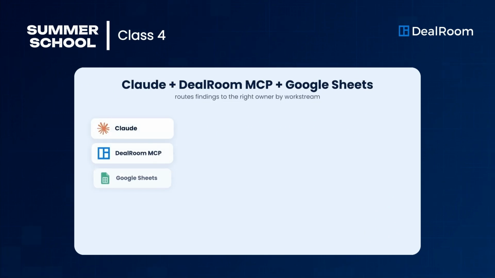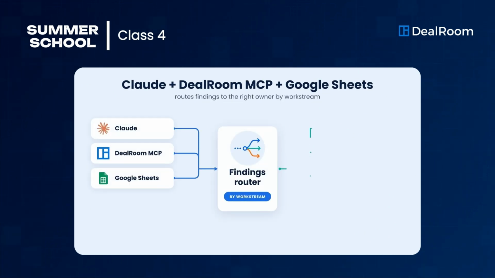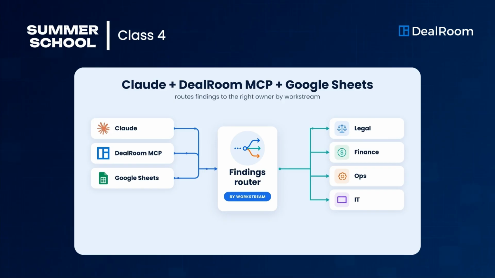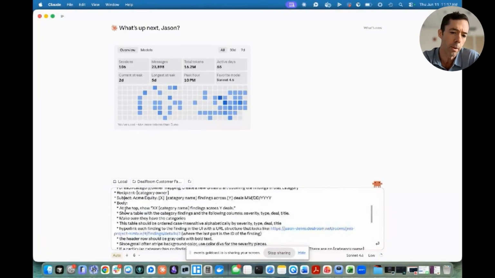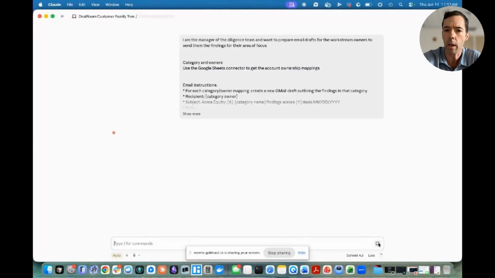First, since Acme often takes advantage of external teams, they use the MCP to gather relevant findings from DealRoom and send them via email to those workstream owners. So let's see how this plays out. I am now in Claude, and I pasted in a prompt telling Claude to use the DealRoom MCP to grab the various deals and the findings within them and send those via email to the various workstream owners.